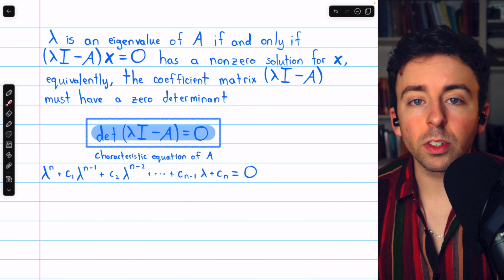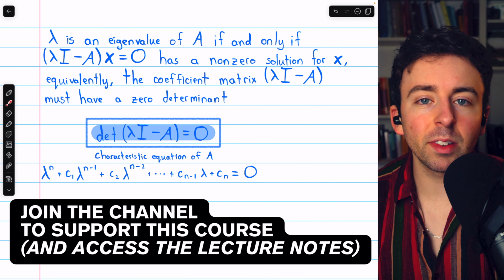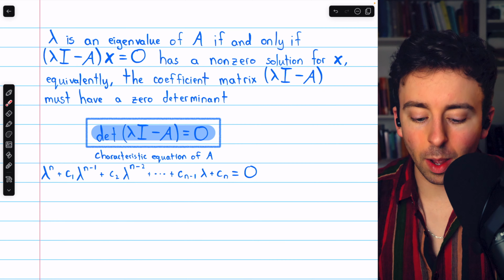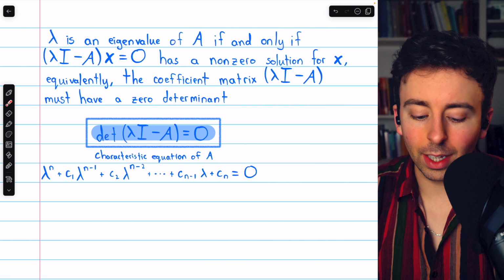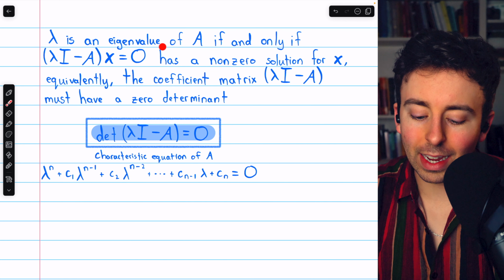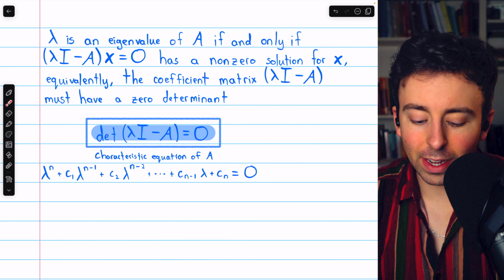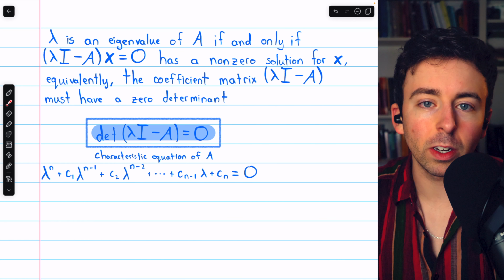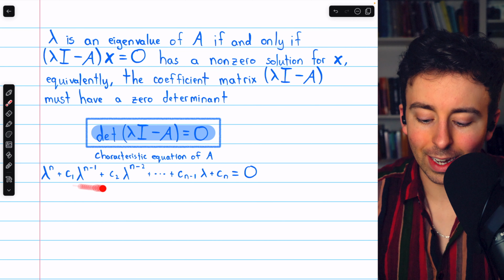We're going to go over two examples of finding the characteristic equation of a 3 by 3 matrix. The characteristic equation comes from this fact that lambda, being an eigenvalue of a matrix A, is equivalent to this coefficient matrix having a zero determinant. So we take the determinant, set that equal to 0, and that's the characteristic equation. Once we go through the calculations, the equation looks like this.